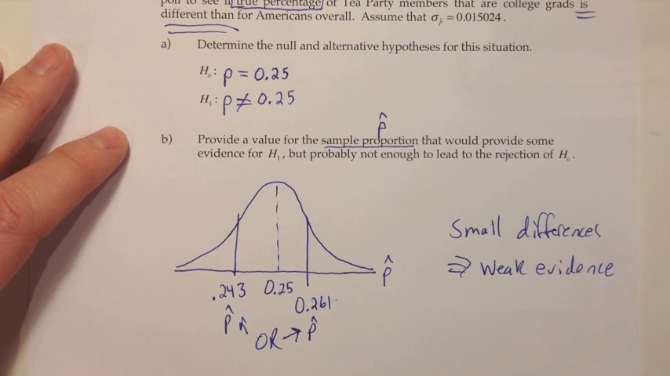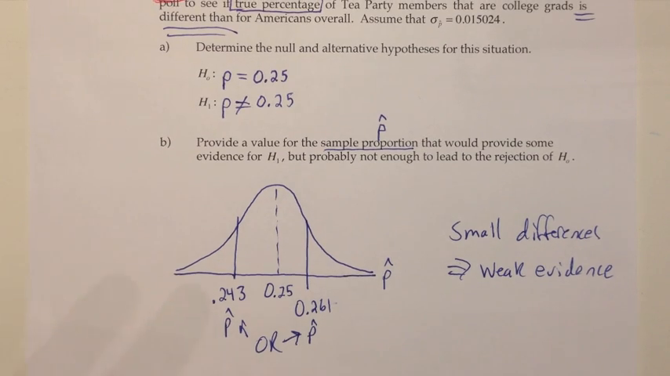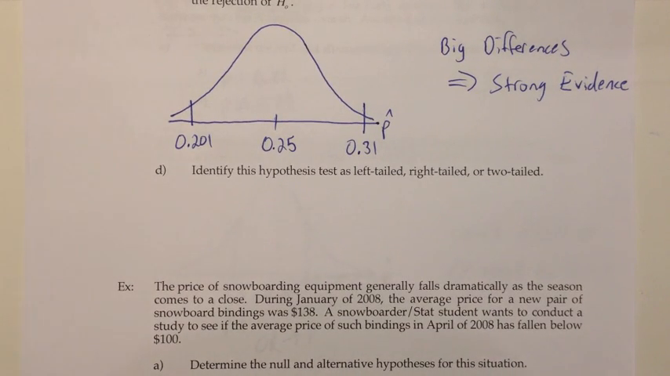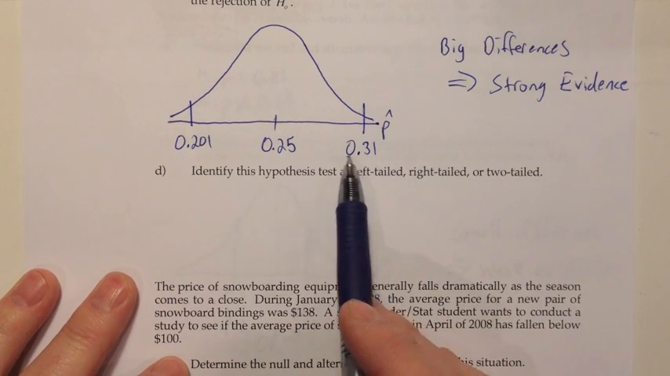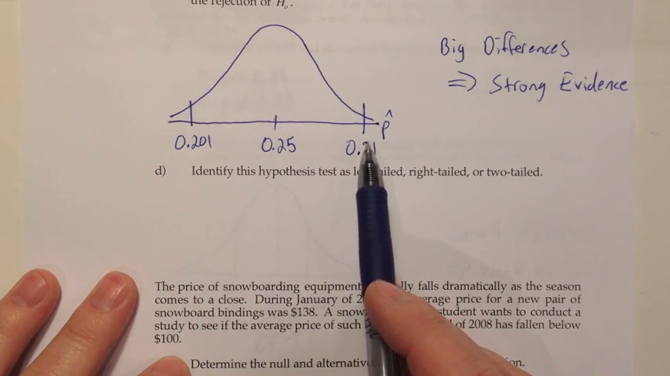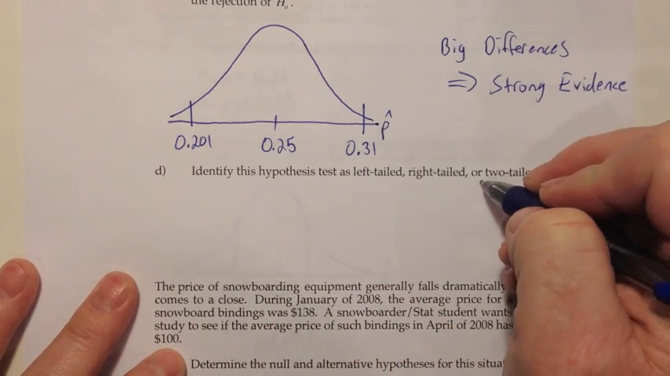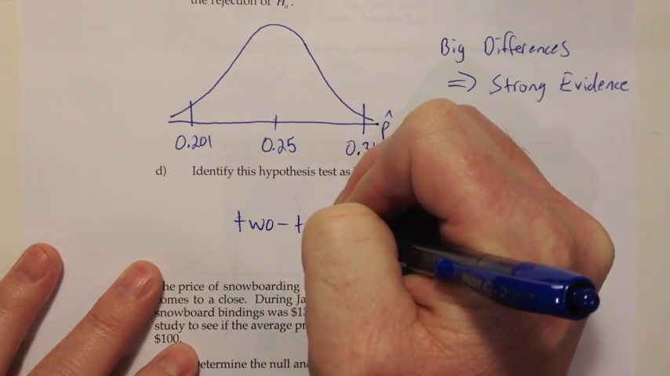And when they talk about weak evidence, that would be one where the difference is small, and if your difference is less than 1 standard deviation away from the claim value, that would definitely be considered small. And then finally, moving on to the last part of this, identify the hypothesis test as left-tailed, right-tailed, or two-tailed. Notice that our evidence could be strong whether it was on the right or the left, so it could be in the right tail and we might reject H0, or it could be in the left tail. Since it could be in either of those tails, we fall into this category of having a two-tailed test.